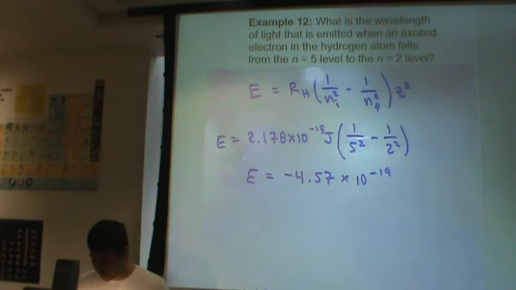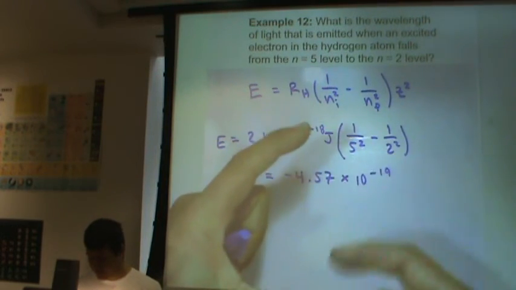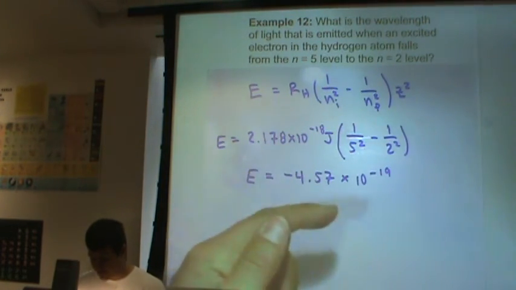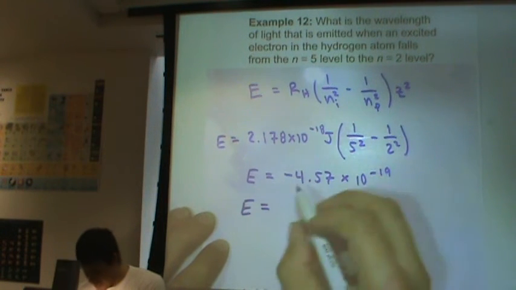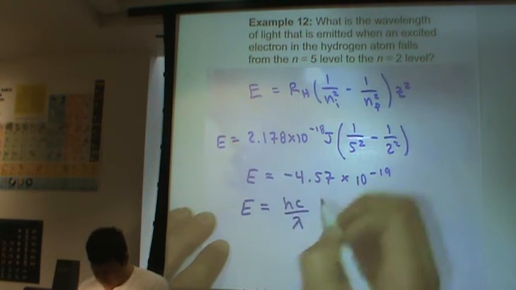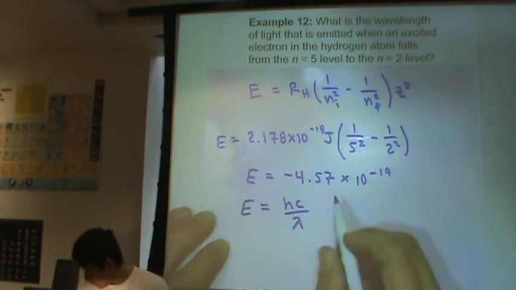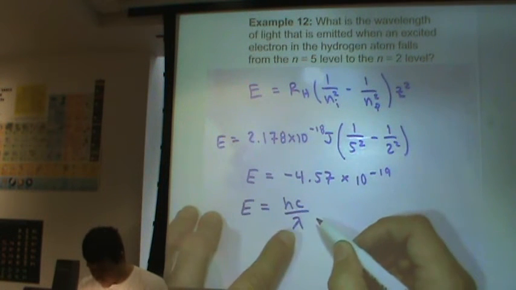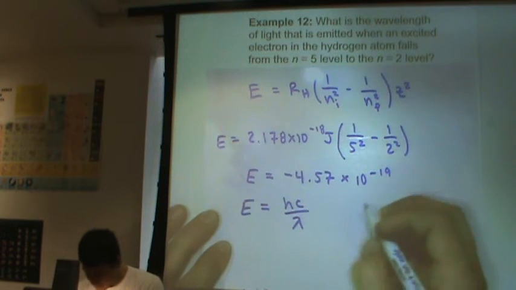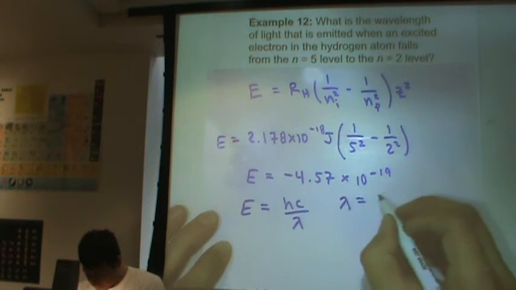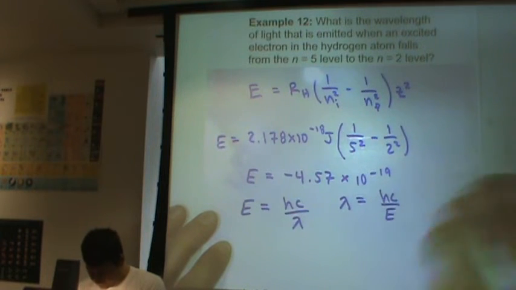So we want to know the wavelength of the light that's being emitted as this electron falls from n equals 5 to n equals 2. It's going to release a photon. So E is equal to hc over lambda. And we're going to rearrange this equation so that we're solving for lambda. So I'm going to divide both sides by E, and multiply both sides by lambda. So lambda is going to be equal to hc over E.